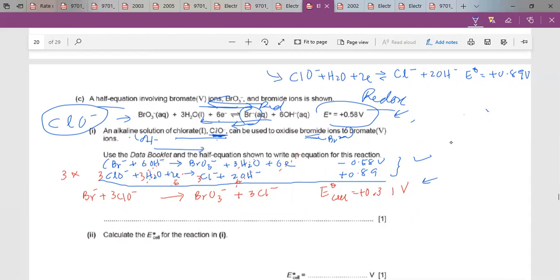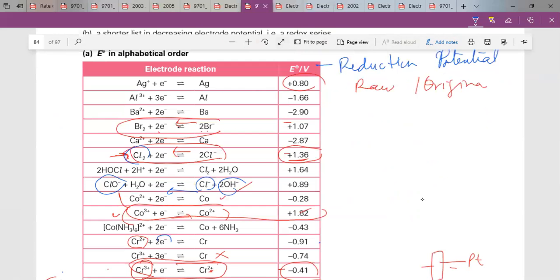This is the only one you see in your data booklet. You can check it out here. Go over the data booklet: ClO minus is the only one here that can undergo what? Reduction, to accept electrons from where? From your Br minus. So this is the only one on the side, no more. So use this equation. See now, the choice of equation is very important, to know what to choose.